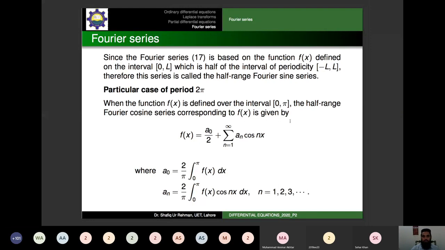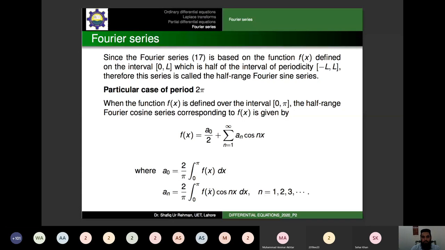If the function is initially defined over the interval from 0 to pi, the half range Fourier cosine series corresponding to f of x is given by this one. The idea is pretty much the same. You need to extend to the other half of the interval from -pi to 0, so that it turns out to be a periodic function with period 2 pi. It is not periodic over the interval from 0 to pi. You need to extend it to the other half. So periodic function plus even function. This is how we will have this series. A naught is calculated by utilizing this formula, and an by utilizing that formula.